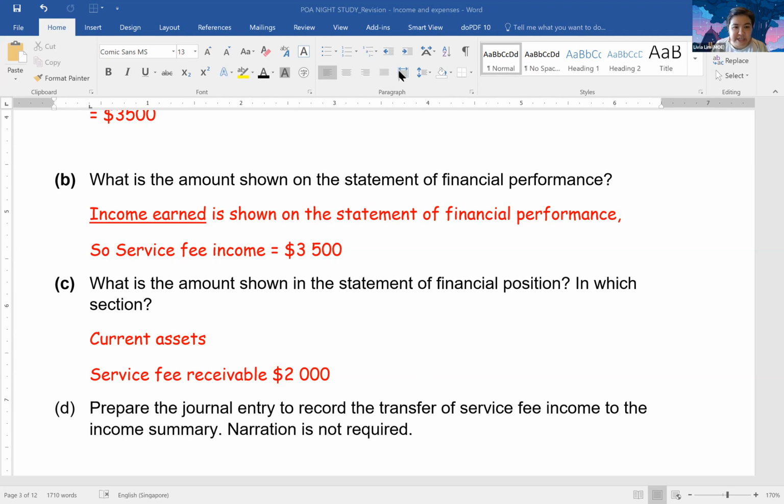Ladies and gentlemen, journal entry, by now you must know exactly what is a journal entry. Journal entry is debit what, credit what. Debit what account, what amount, credit what account, what amount, okay?